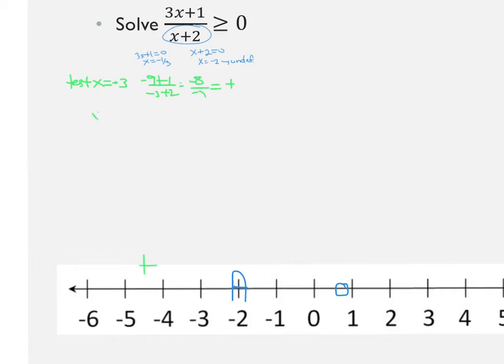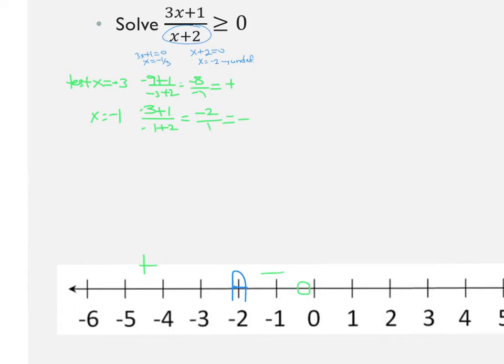Now let's test x equals 0 because it is in between -1/3. Uh-oh, I made a mistake already. I grabbed +1/3 instead of -1/3. Okay, so we can't test 0 yet. That's in a different region, but we can test x equals -1. So we'll have 3 times -1, plus 1 over -1 plus 2, which would give us -2 over 1, which in this case is a negative.